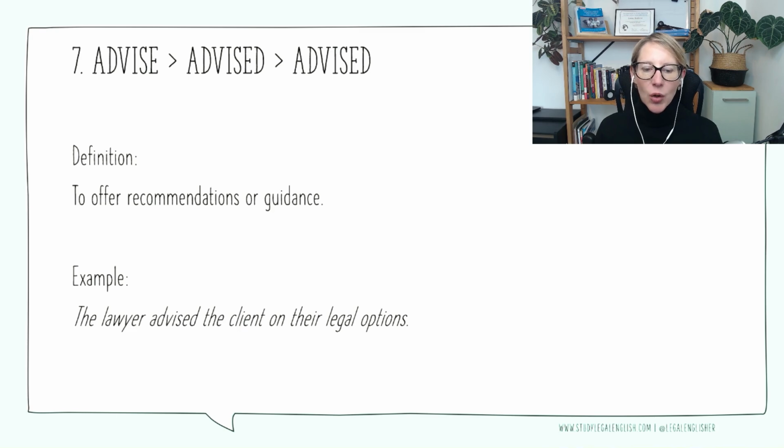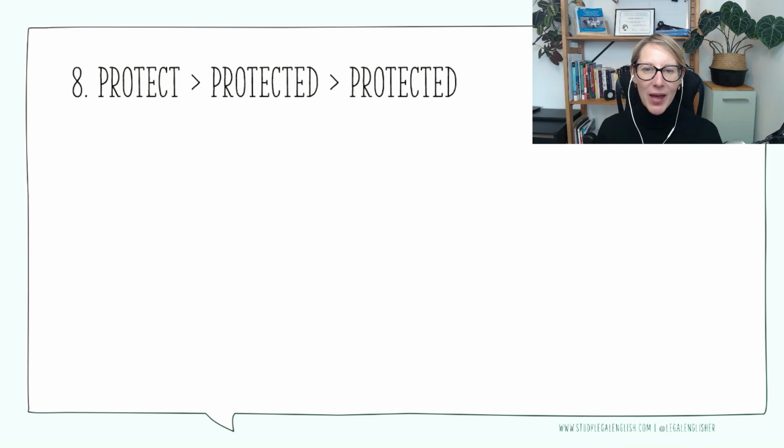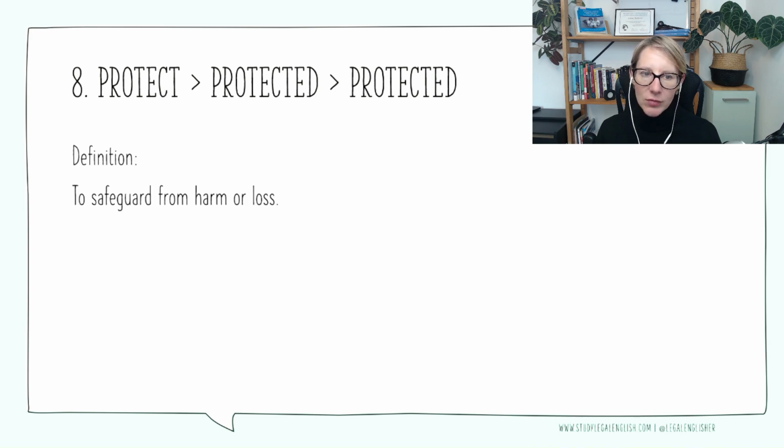Okay. All right, let's move on to number 8, to protect. To protect, in the past protected, in the past simple, and in the past participle also protected. The definition: to safeguard from harm or loss. It's also used in general English, but you also will use this a lot in legal English. It doesn't have a different meaning in legal English here. However, it is a verb that could be used quite a lot by legal professionals.